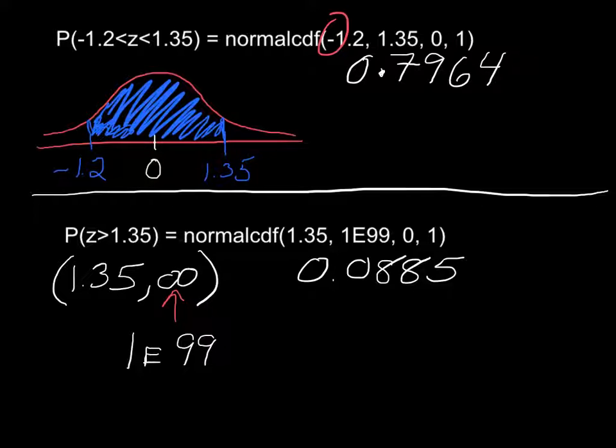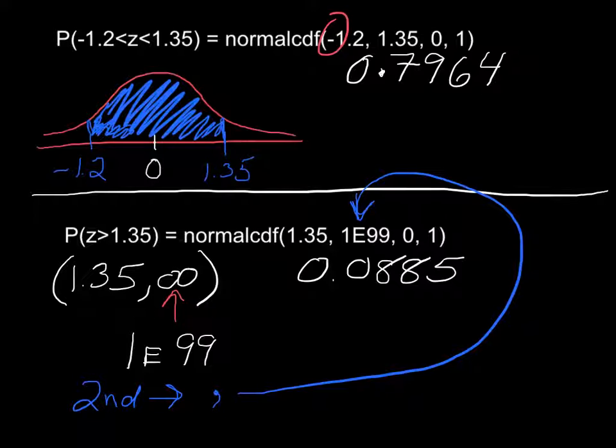Once again, I get this capital E by pressing the second key and then the comma key, and that pulls up the exponential E. If you had a left-sided interval, you could use negative 1E99 as negative infinity. So that's how we do one-sided intervals.